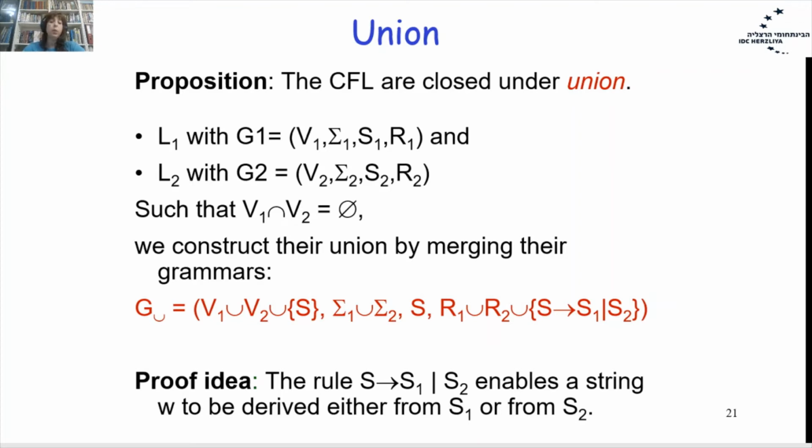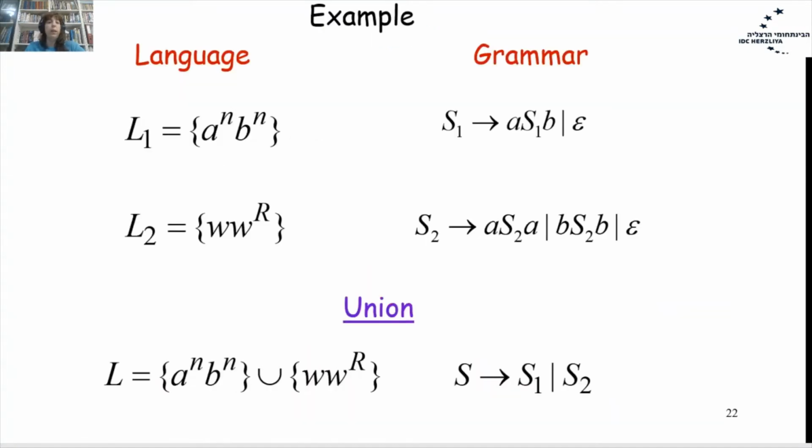The proof idea is relatively simple. The rule S derives S1 or S2 enables a string w to be derived either from S1 and belong to language L1, or from S2 and belong to language L2. Let's see an example.